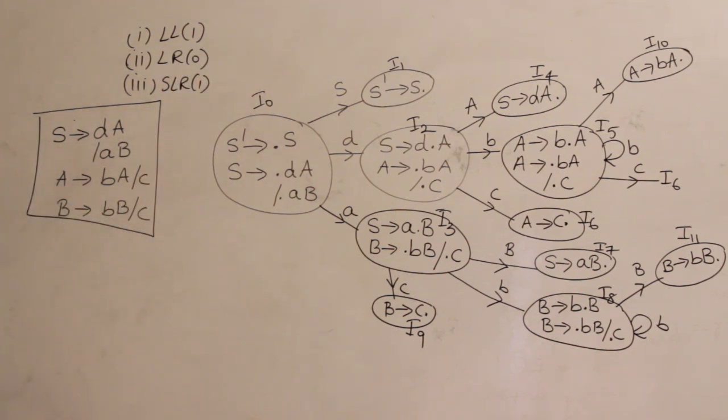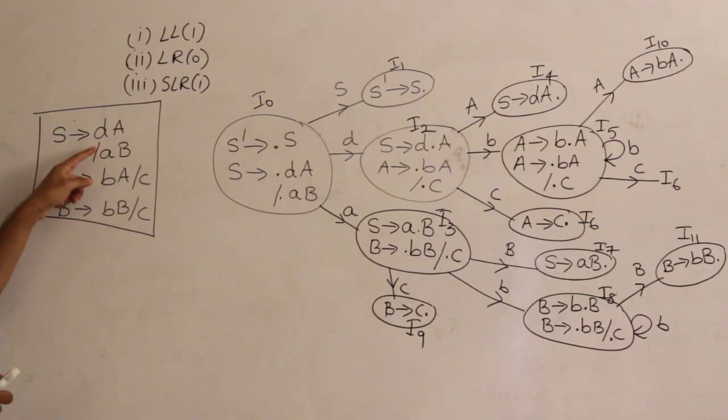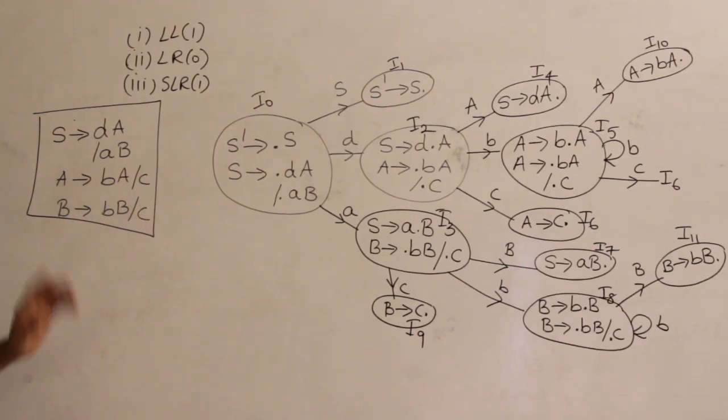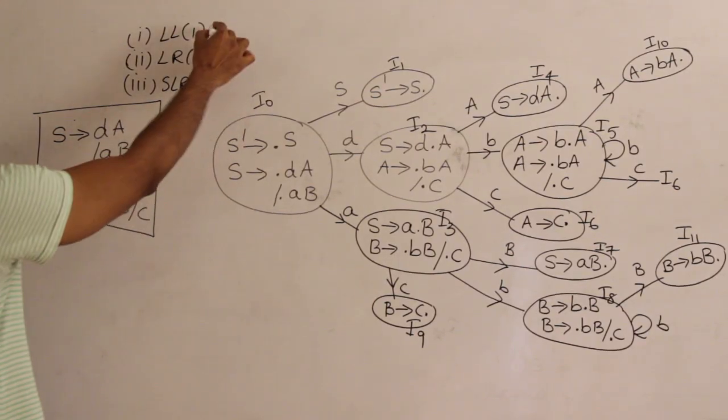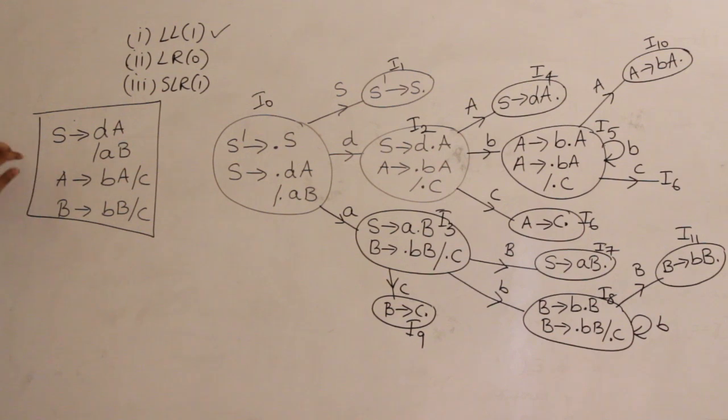First, I want to find out whether it is LL1 or not. How can you find out? When a production has a variable with two alternatives, find the first of each. This one is placed under D, this one under A, this one under B, C. No problem. Therefore, this grammar is definitely LL1. Please refer to the video where I discussed LL1.